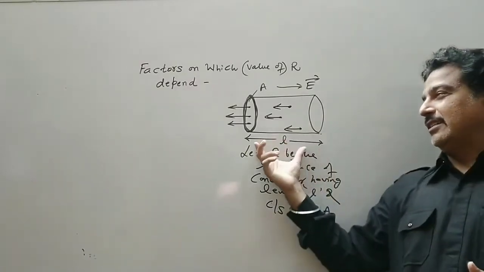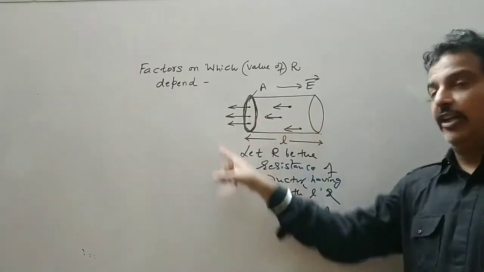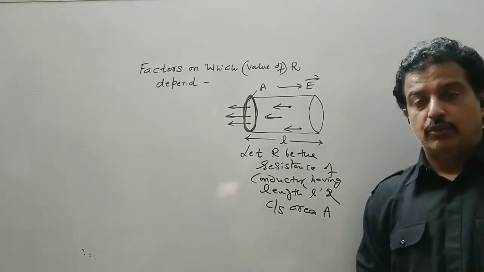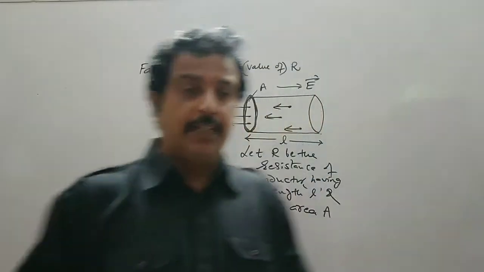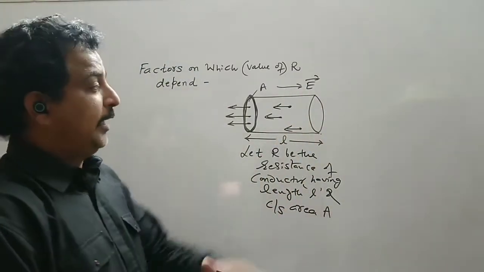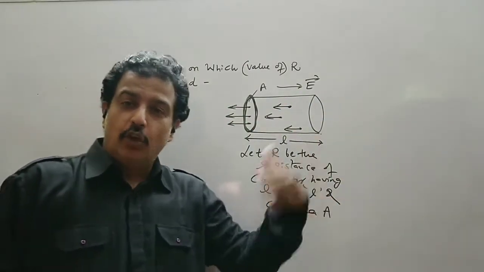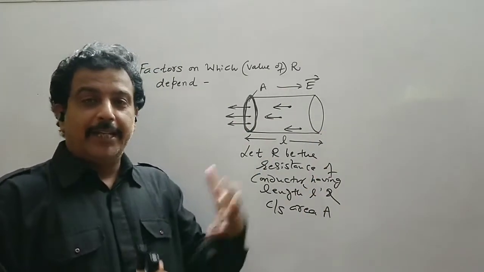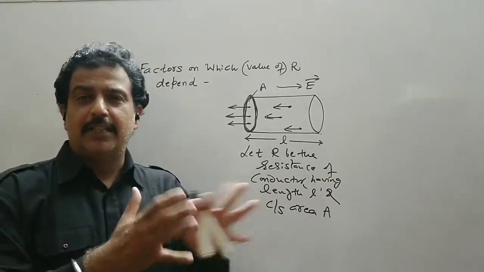As far as the length is concerned, if I double the length and connect the same battery, the electrons have to flow double the distance. Suppose the battery is 5 volt. If I double the length of this conductor, the battery has the same strength, 5 volt, but the electron has to cover double the length. Double the length means the number of collisions will increase, and therefore the resistance will be directly proportional to the length and inversely proportional to the area, as far as the dimensions are concerned.